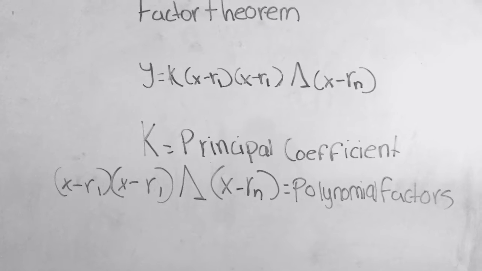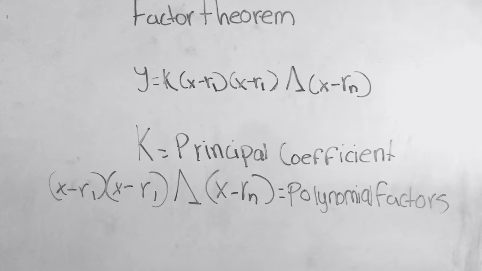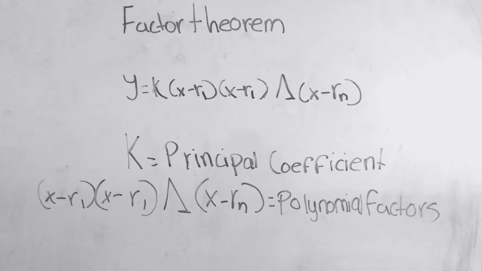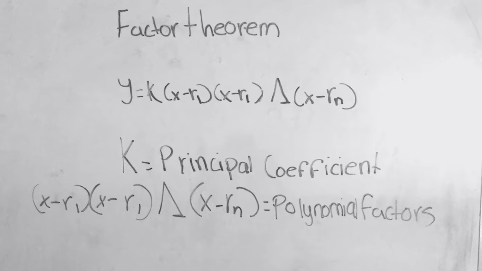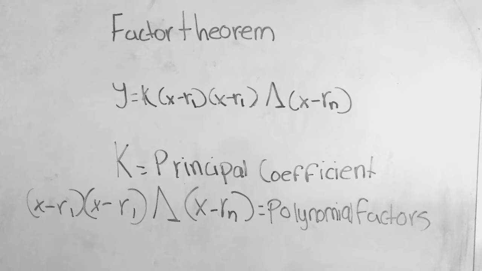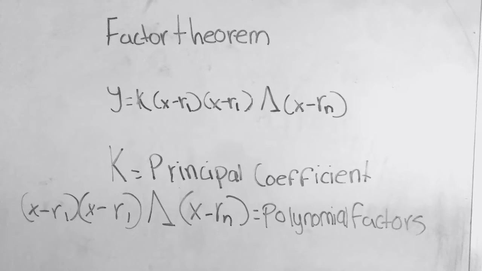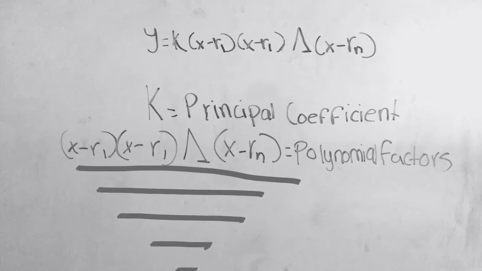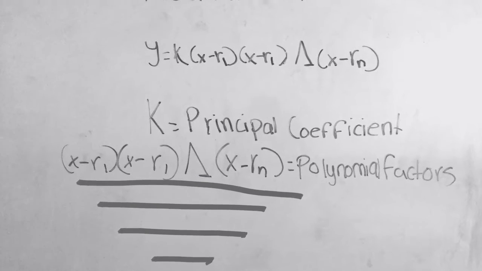Polynomial equation expressing factors. If r1, r2, and r3 are polynomial roots, their equation can be expressed as the following polynomial. k represents the principal coefficient, and these marked polynomials are called polynomial factors.